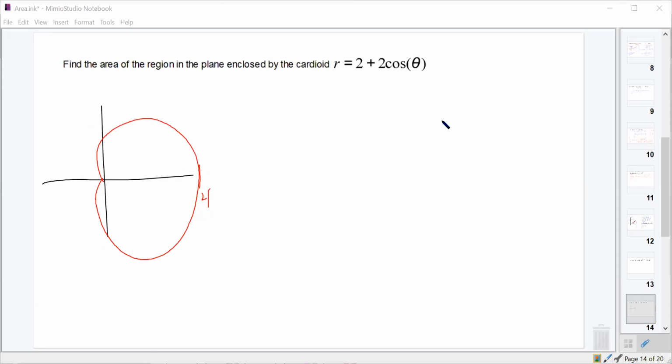But we know that it does take 2 pi radians for this to go all the way around. And so if we want to find the area of this region, it ought to be 1/2 r squared. So 1/2 of the integral from 0 to 2 pi of (2 plus 2 cosine theta) squared d theta. Everybody good with that setup?